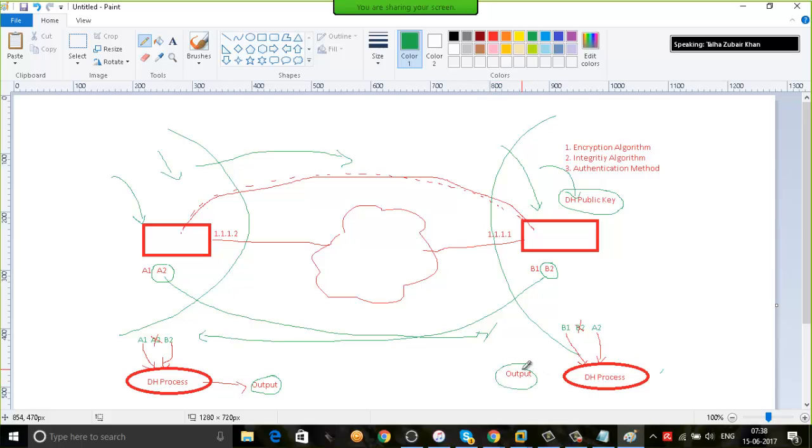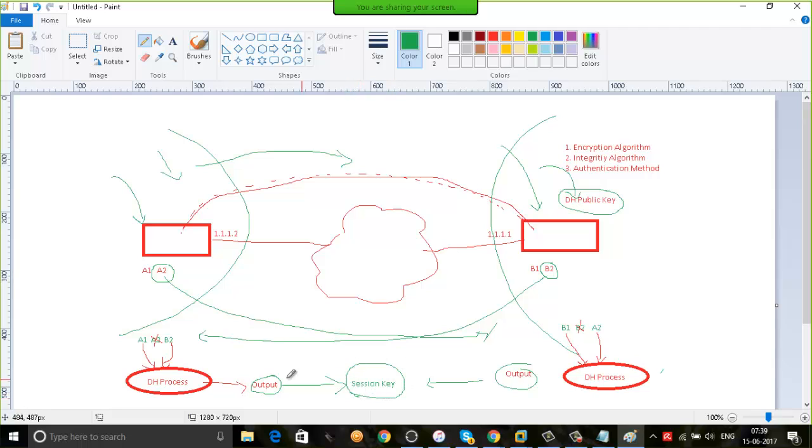That is mathematically proven, and that's the reason we are taking the help of the Diffie-Hellman process. When I send my private key and your public key, similarly you will send your private key and my public key into the DH process individually. You will get some output, and if we compare, that output will be identical, and we call this output our session key.